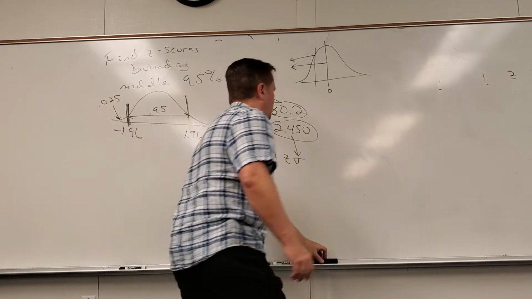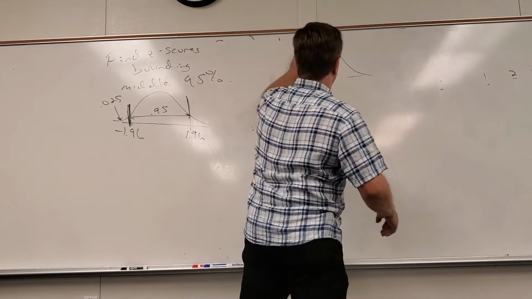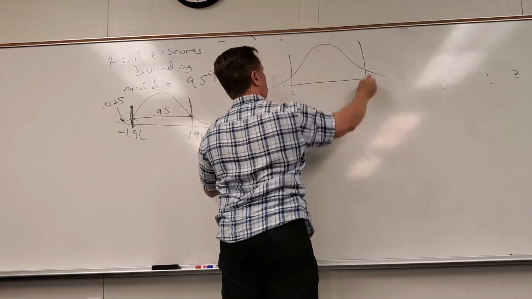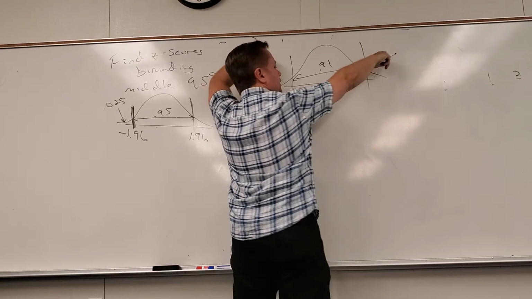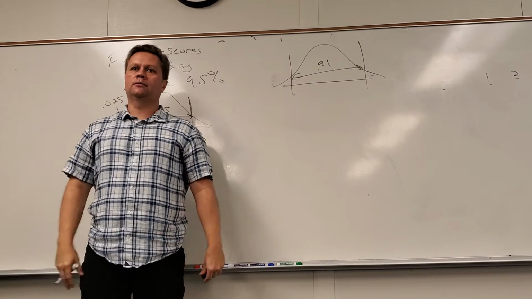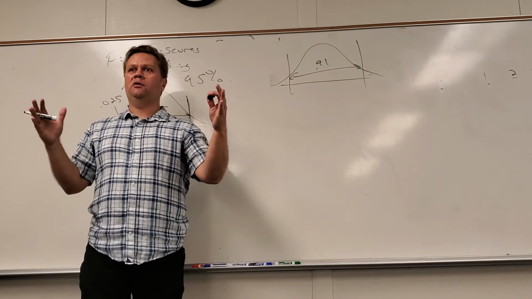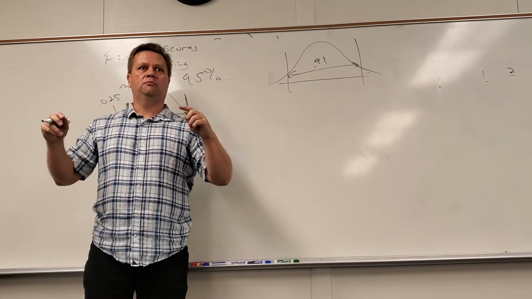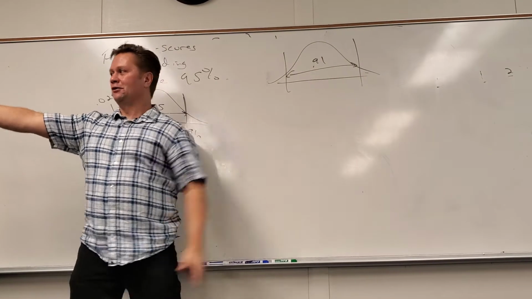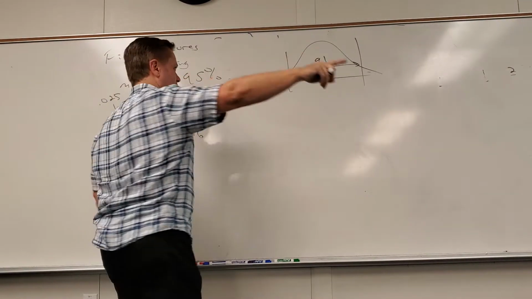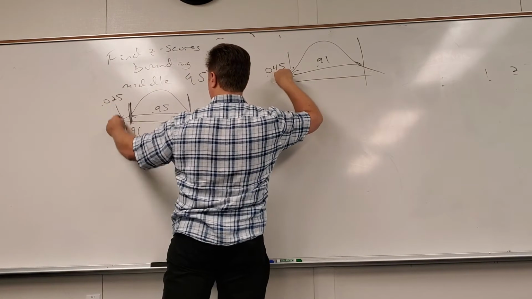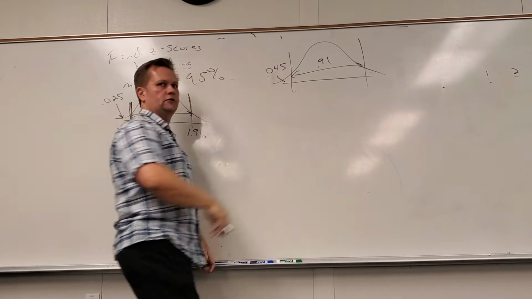If it's the middle 91%, what percentage is on the outside? 9%. Middle 91%, there's 9% outside. What percent is on that side? 4.5%. Stop for a second. Is everybody with me on that? If 91% of the people are in the house, 9% are outside the house. And if they are symmetric, 4.5% are on that side. So instead of looking up 0.025 and getting this, I'm going to look up 0.045 and get the answer for that.